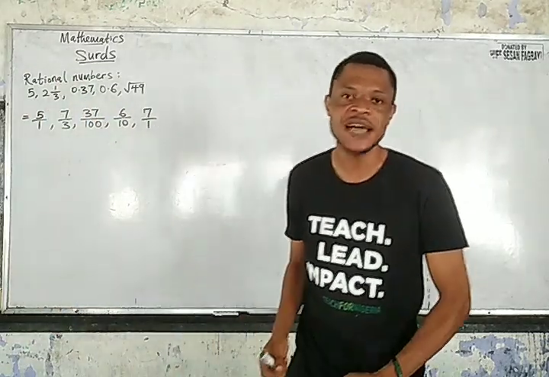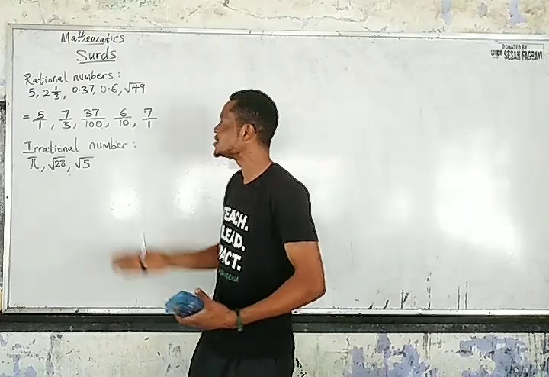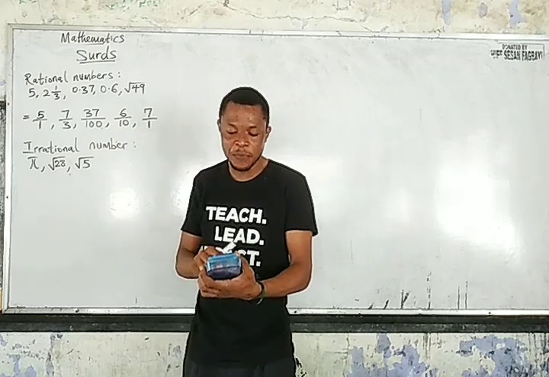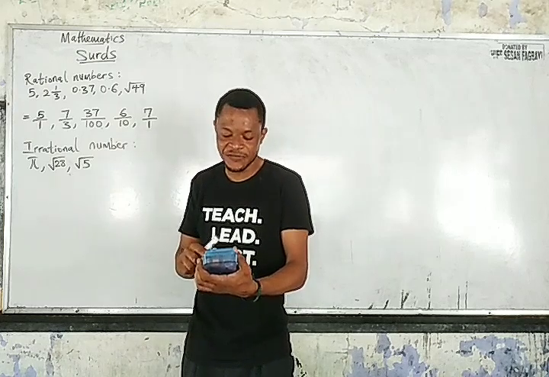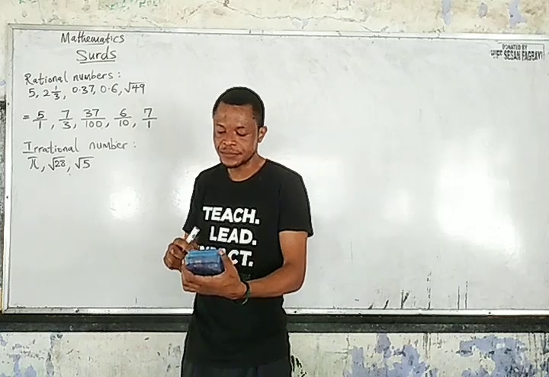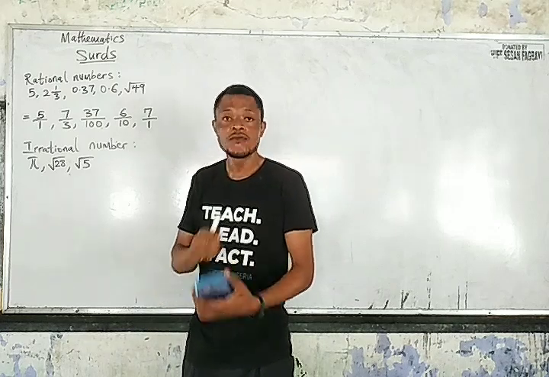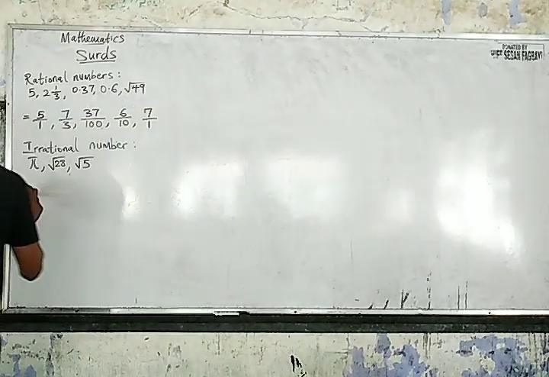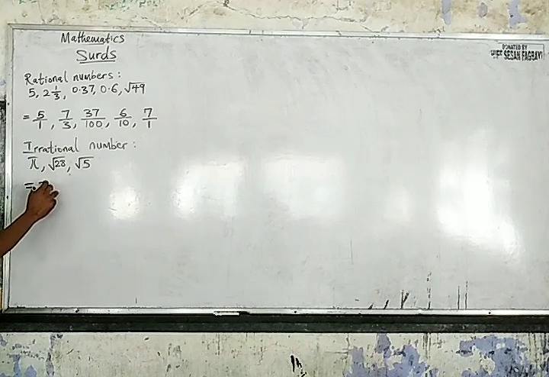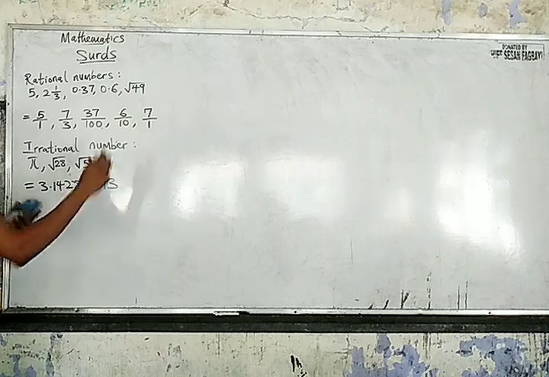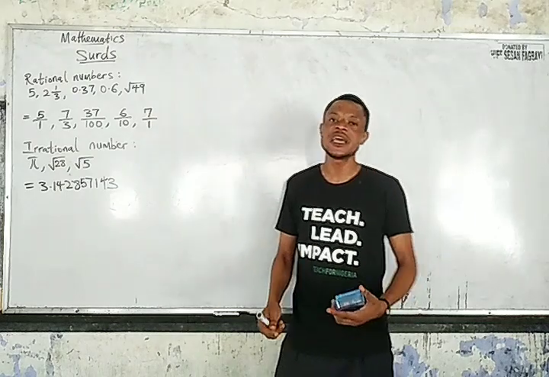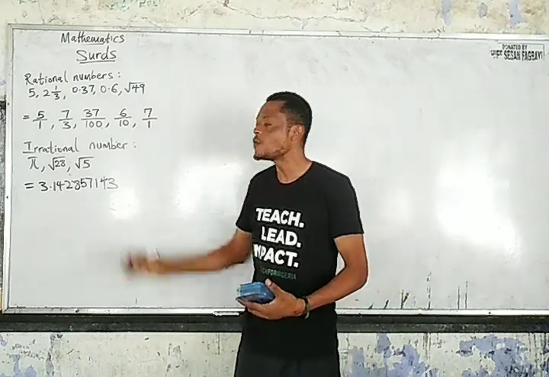Now let's go straight to the irrational numbers. Now for the irrational numbers, we have these examples. Pi, for instance. By the time I punch my calculator, I want to get the exact figure. So for your pi, which is 22 all over 7, we have the figure as 3.142857143. You can take a good look at this. To process this into a fraction is going to take a whole lot of time. So it's an example of an irrational number.